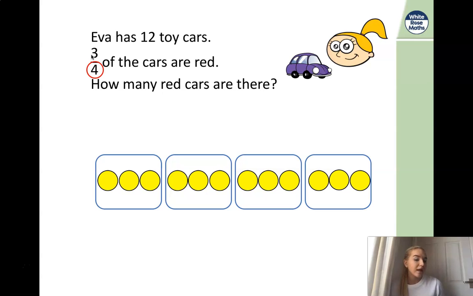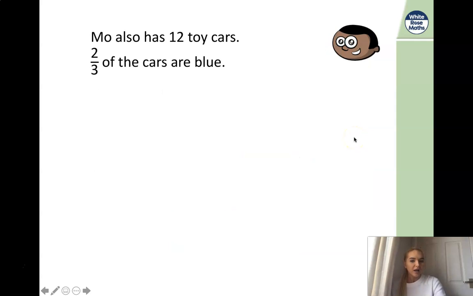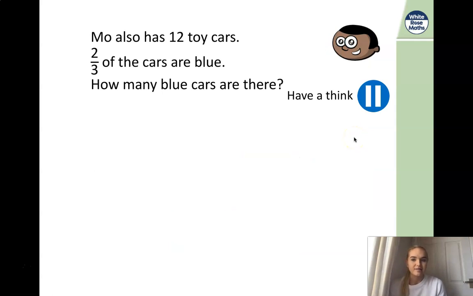Now yesterday we were looking at 1/4, 1/6, 1/5, 1/2. But this time we have 3/4. So this time we're looking for 3 of our 4 quarters. And we can see we're looking at 3 groups, 3, 6, 9. So there are 9 red cars, which is equivalent to 3/4 in this example. I would like you to have a go at this example here. So Mo has also got 12 toy cars, but 2/3 of the cars are blue. How many blue cars are there?